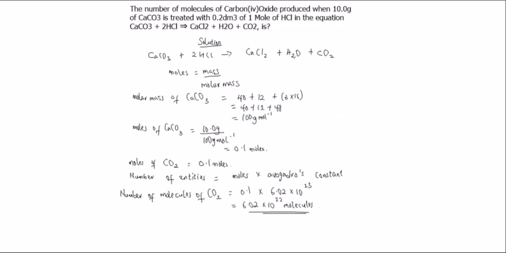So with this, we've come to the end of the solution to the question, and we've gotten the number of molecules of carbon dioxide produced to be 6.02 times 10 raised to the power 22 molecules.